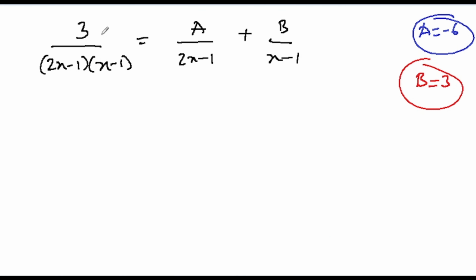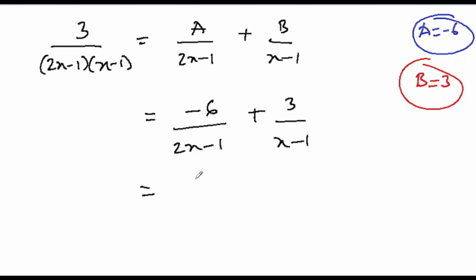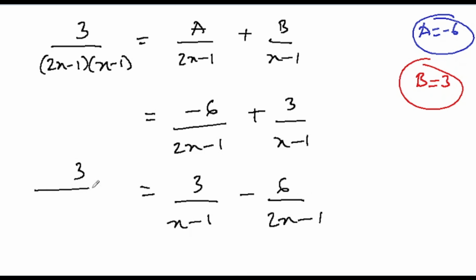I hope you remember this step: 3 divided by (2x minus 1)(x minus 1) gives these two partial fractions. Now we have our A to be negative 6, so this is negative 6 divided by 2x minus 1, and our B is 3 divided by x minus 1. So we can rewrite this as 3 divided by x minus 1 minus 6 divided by 2x minus 1. So we have our answer for the question, 3 over (2x minus 1)(x minus 1). Thanks for watching.